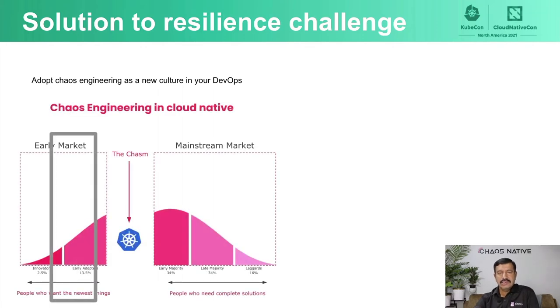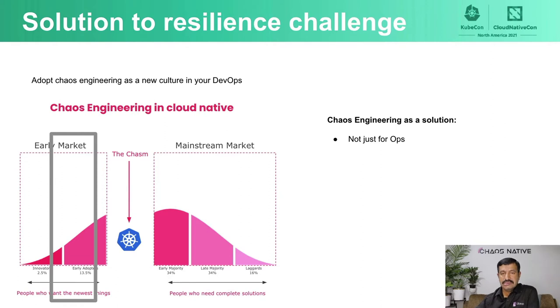And chaos engineering has been on the rise for the last couple of years. We are seeing a lot of people using chaos engineering. Our project Litmus is evidence of that. And we are expecting that chaos engineering will be a mainstream solution or toolset in the very near future.